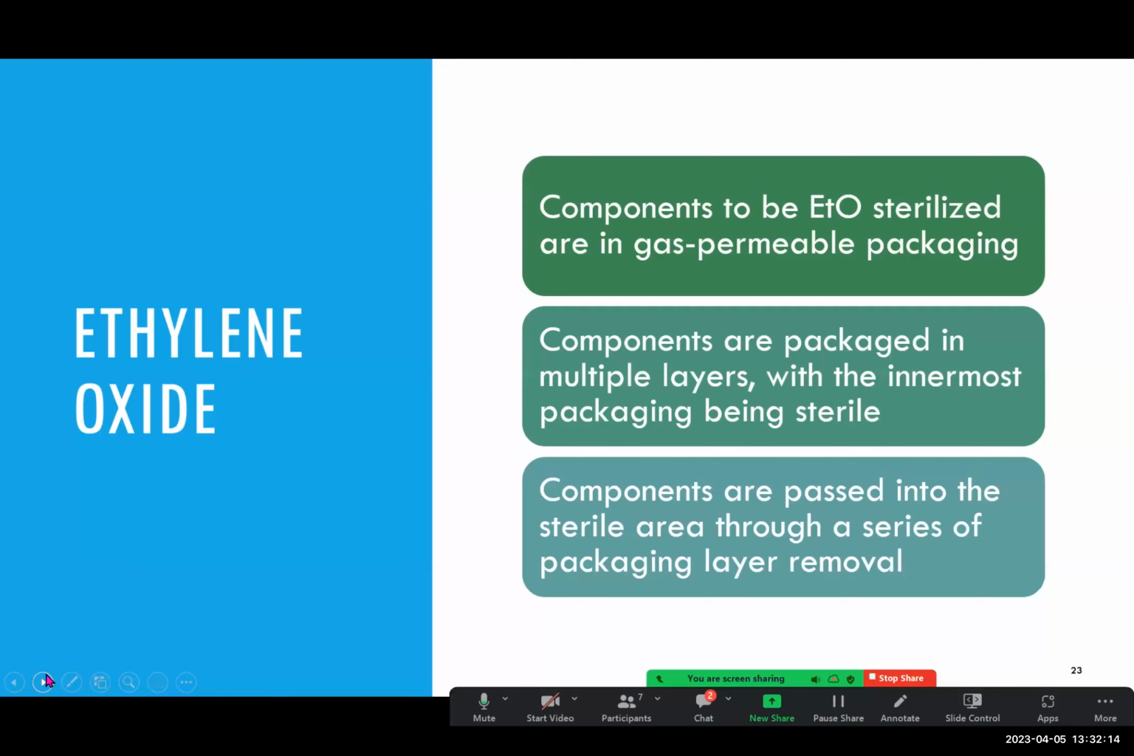We package them in multiple layers, so they'll have 2 to 3 bags, where the innermost packaging we consider to be sterile. So we design a pass-in process where we remove the different layers of those bags. Once it gets into our APA area, now you have a sterilized bag that we have not touched with our bare hands. That way the contents of that innermost bag are gonna be sterile.